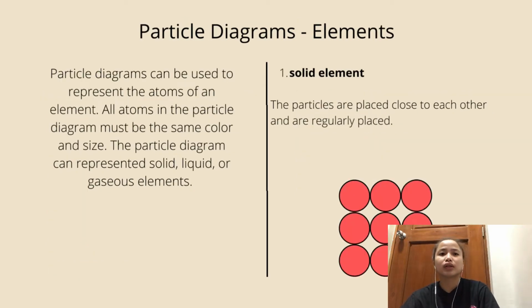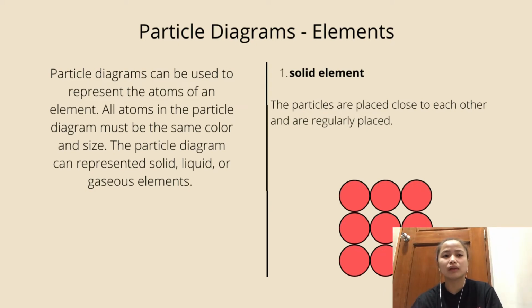Particle diagrams of elements. Particle diagrams can be used to show the atoms of elements. All of the atoms in a particle diagram must be the same color and size. A particle diagram can represent a solid element, a liquid element, or a gaseous element.